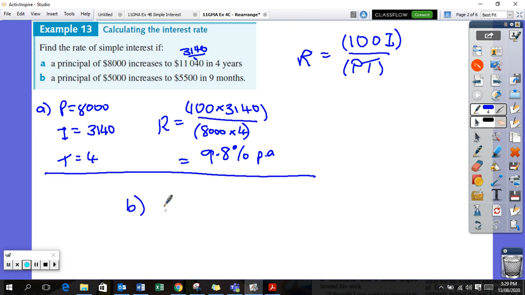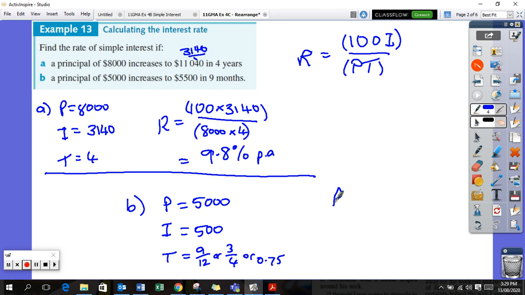Okay, so that's part A. For part B we've got the principal is 5,000. The interest we want is $500, and the time is 9 over 12, or 3/4 of a year, or 0.75. So the interest rate is going to be 100 times 500 divided by 5,000.